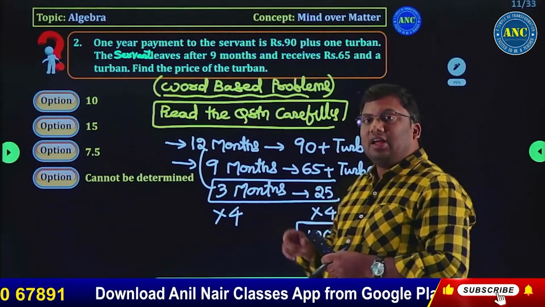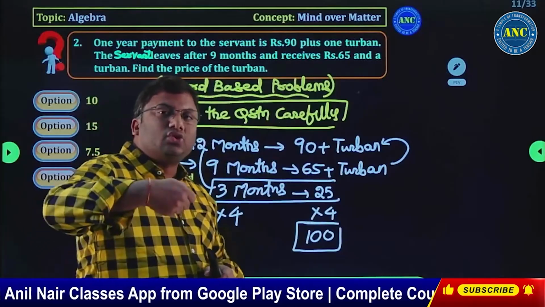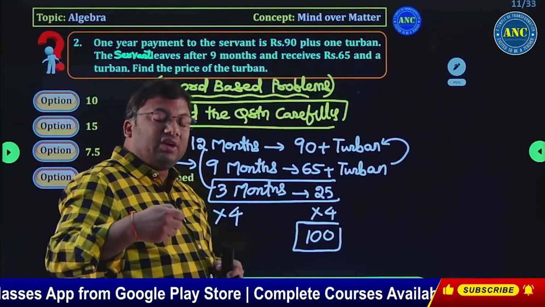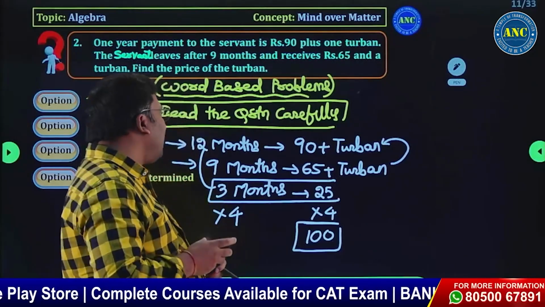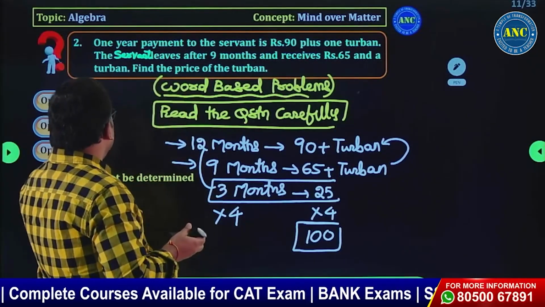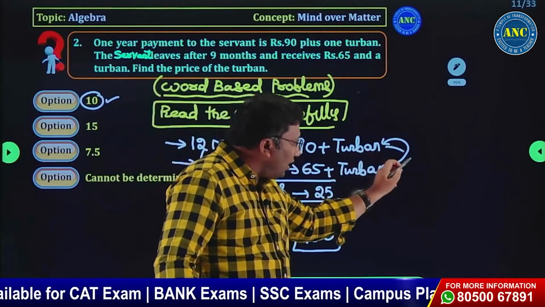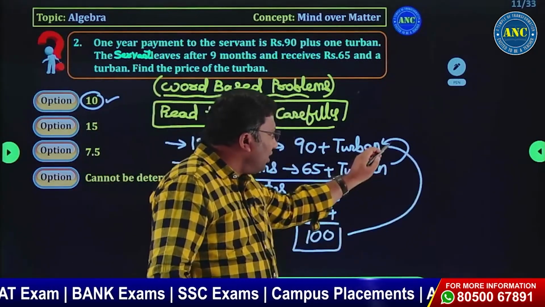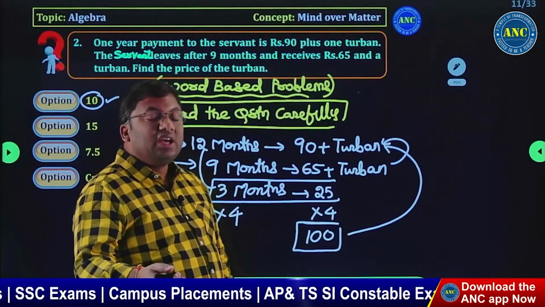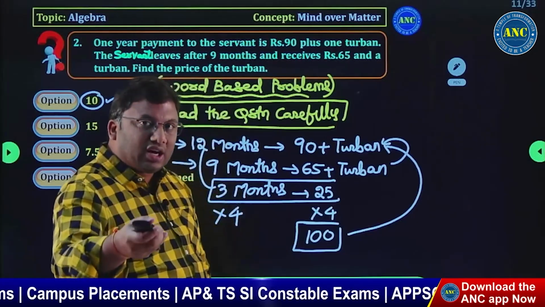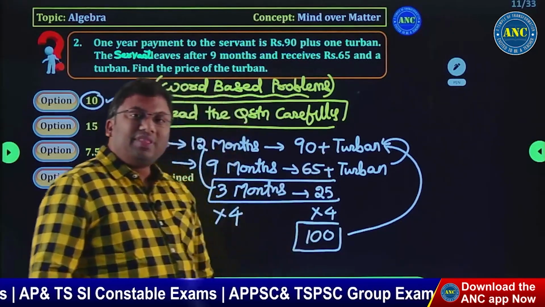Instead of 100, the owner gave him 90 plus a turban. One way is to give him 100 rupees. Another way is to give him 90 plus a turban. That means what will be the turban cost? Turban cost is 10 rupees. Instead of giving him 100 rupees, I gave him 90 plus a turban. That means 90 rupees cash. Instead of giving 10 rupees extra, I gave him a turban. That means the turban cost will be 10 rupees.